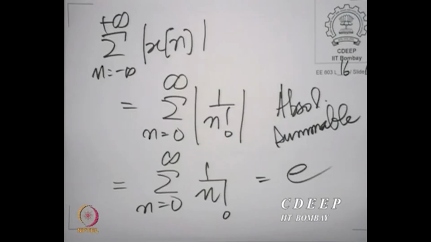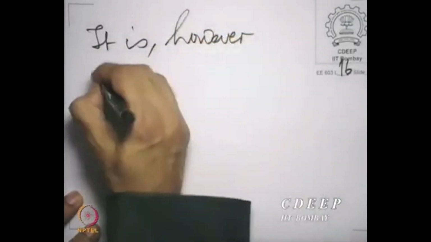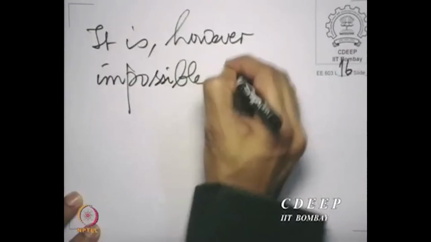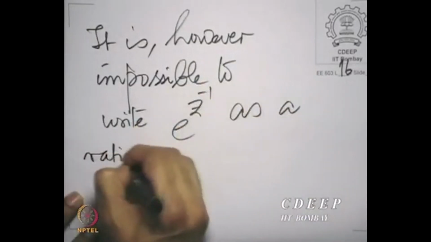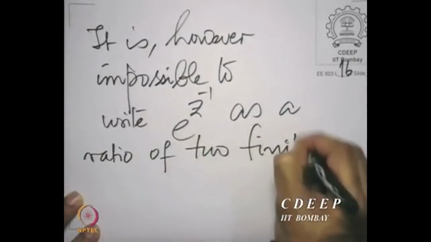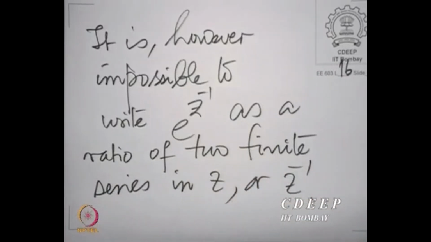However, e raised to the power z inverse can never be written as a ratio of two finite series in Z. It is impossible to write e raised to the power z inverse as a ratio of two finite series in Z, or Z inverse, does not matter. And therefore, X(z) is irrational.